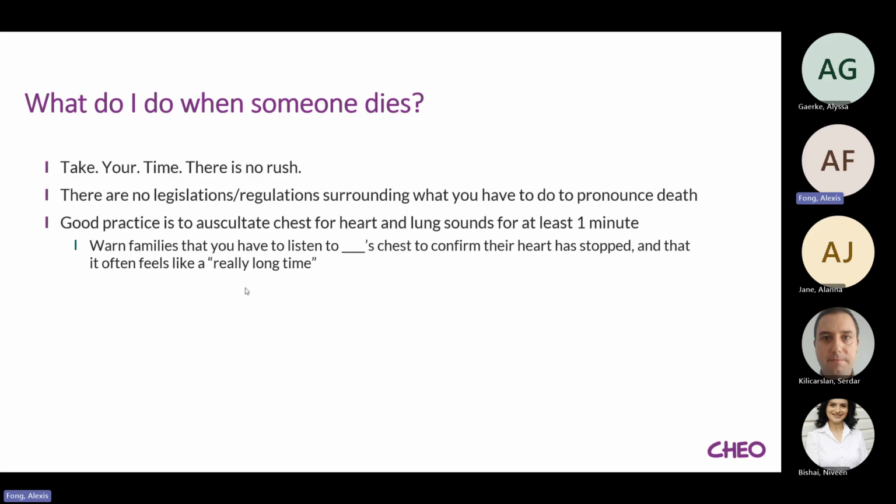Good practice is to auscultate the chest for heart and lung sounds for at least 1 minute. I usually do 2. And when I auscultate, I usually tell families that I need to listen to your son or daughter's chest to confirm that there's no breathing sounds or heart sounds. It's going to feel like a really long time. It's going to feel like forever, but I need to listen for at least 2 minutes or 1 minute or whatever you like to do.